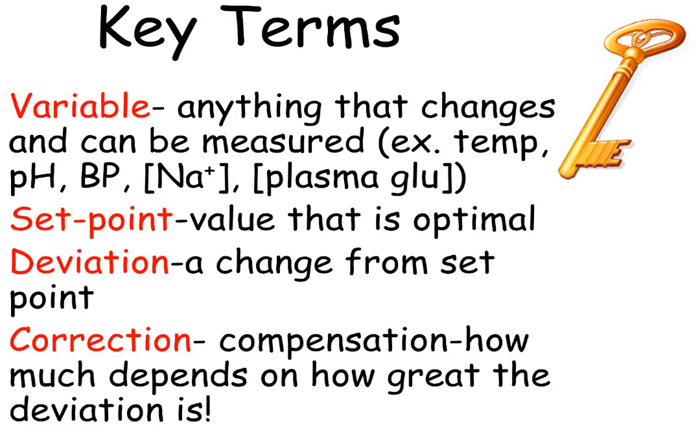Their body will have an internal compensatory reaction where the body will try to get the pH back down to the acceptable range. How much compensation depends on how great the deviation is. If the person has a huge deviation, then the compensatory mechanisms will be launched in force. The closer you are to set point, the lower the compensatory mechanisms.